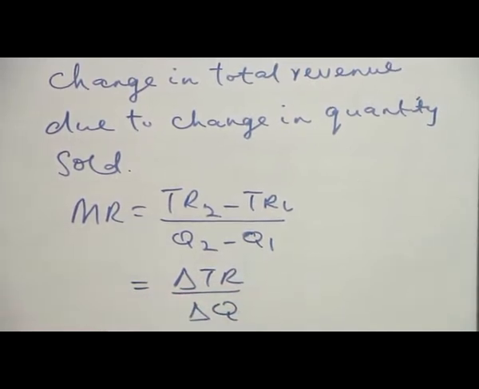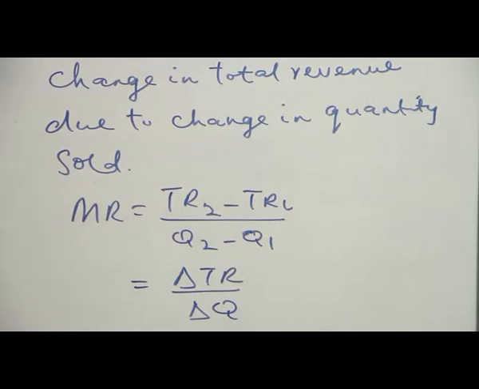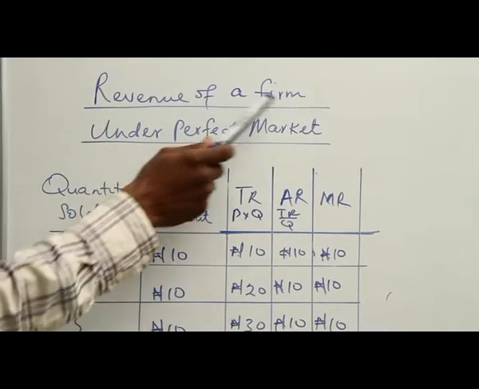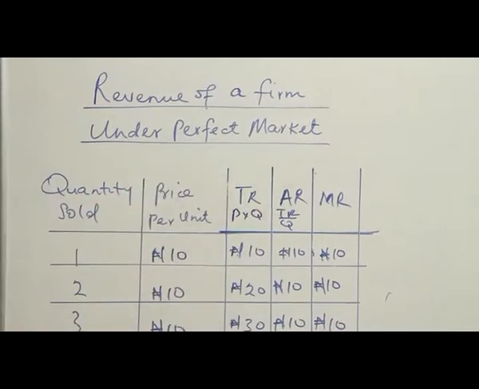So we are looking at two periods, the present and the past. We look for the difference between the two in terms of revenue. Likewise, the difference between quantity sold between the two periods. So we now get change in total revenue divided by change in quantity sold. From this point, we can get marginal revenue of a firm. Revenue of a firm under perfect market.